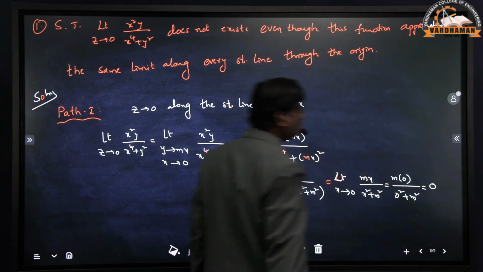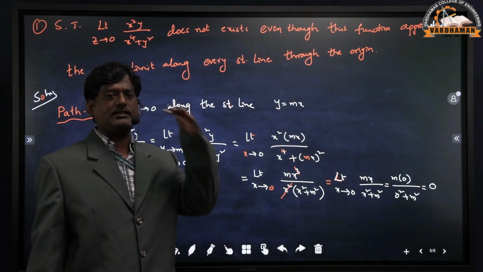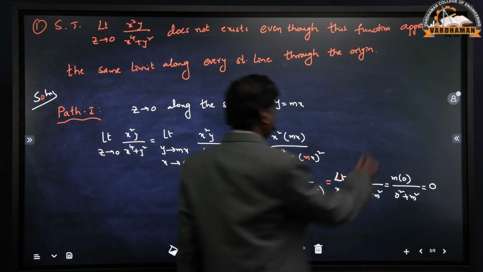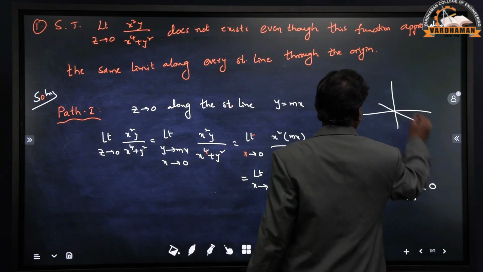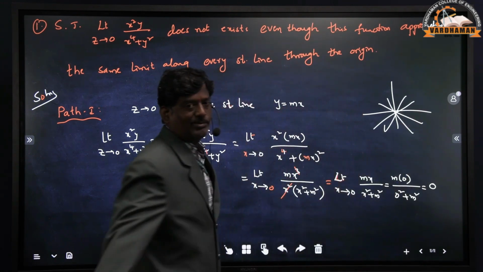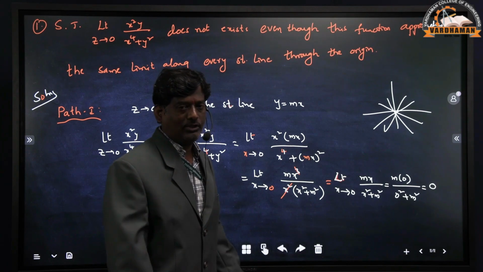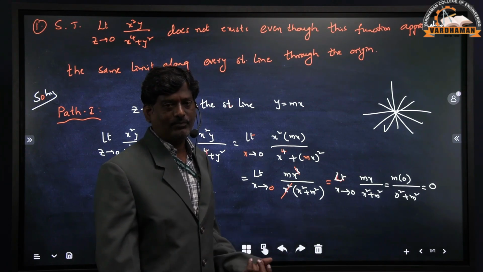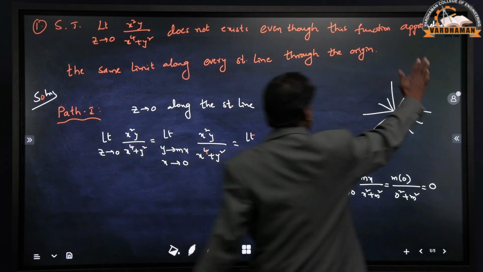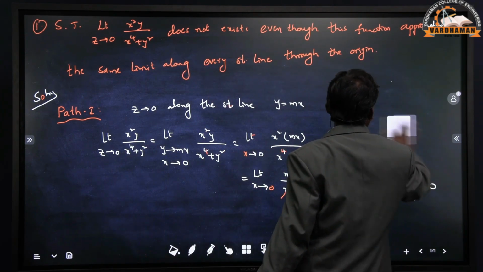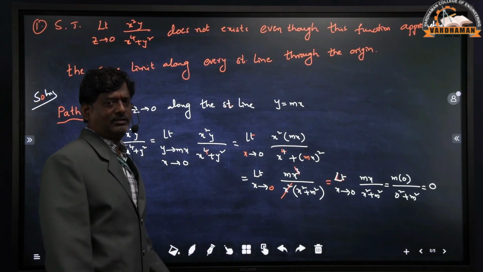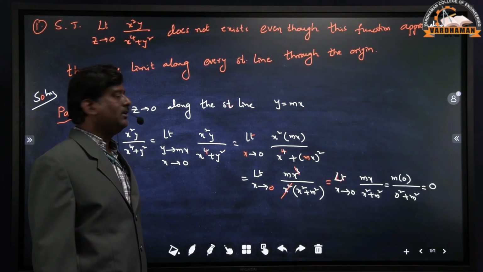you get 0. That means in any direction, if the line passes through the origin, irrespective of the slope, the value equals 0. That means we get the same limit along a line passing through the origin. That is the given data, which I have just shown: whether you get the same limit or not.